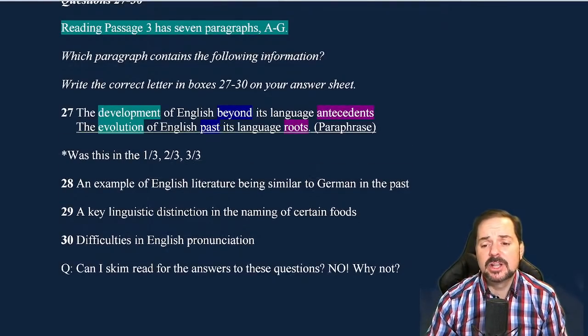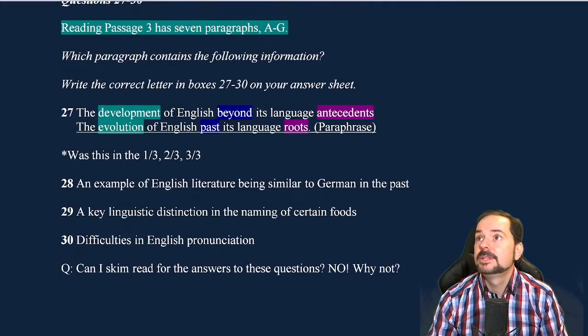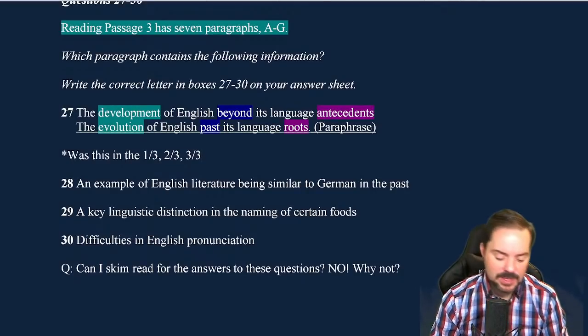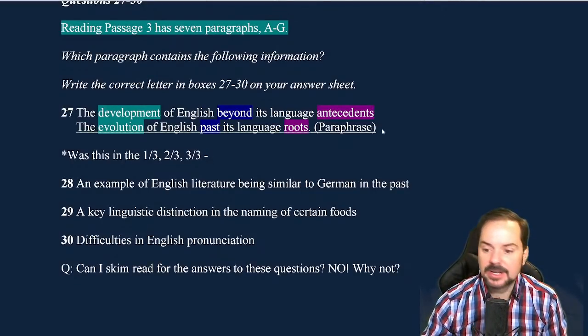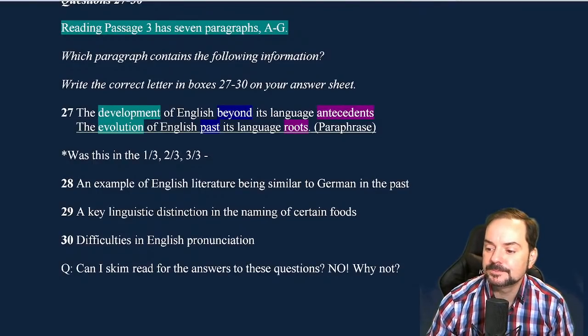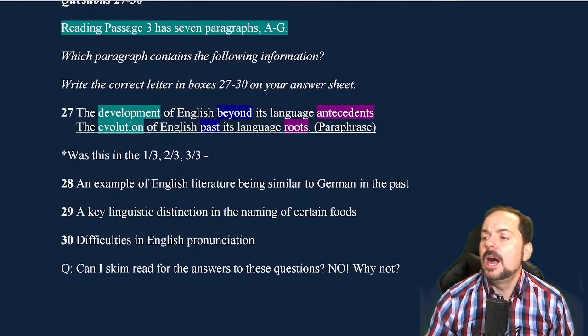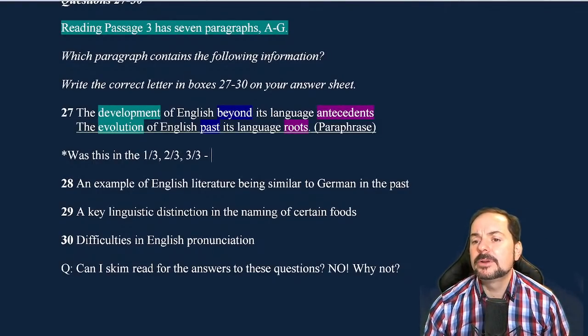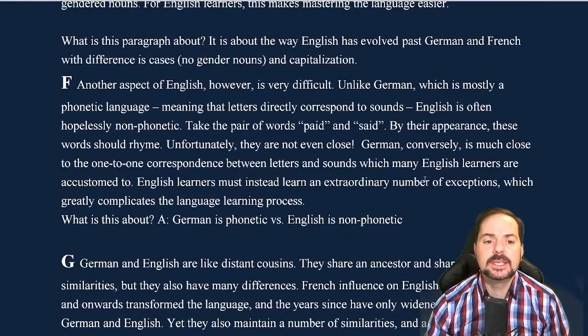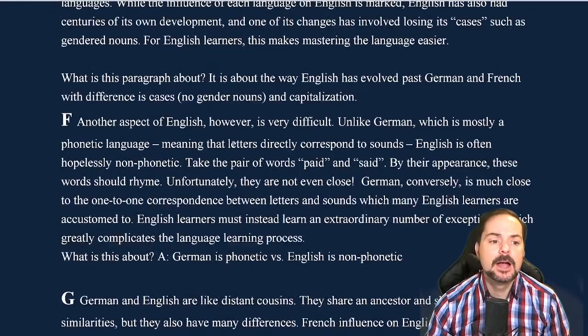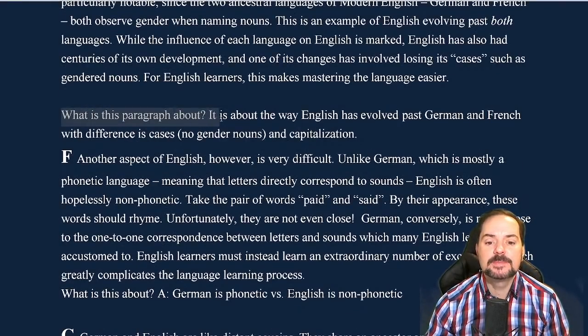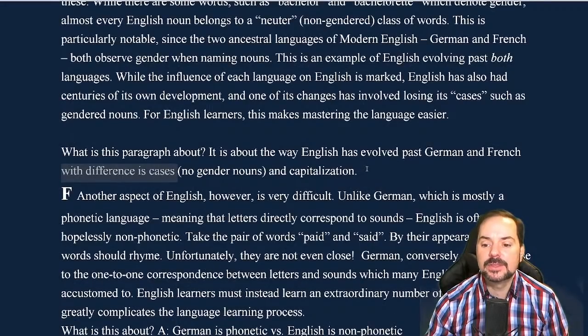I remember this was actually, I'll give you a little help here. It was about the cases, right? The he, she, it difference. Okay, so what was the answer here? Anybody? Let's see. Harwinder says middle. I think it was like middle or the end. It was about the cases, the he and she. Here you go. So what is this paragraph about? It's about the way English evolved past German and French with differences in cases, right? The he and the she.